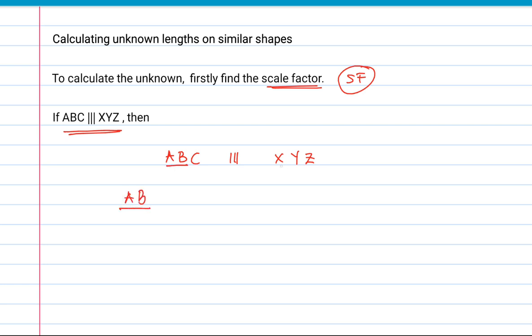So the first 2 will be over the second 2, which is XY, will be equal to the second 2, which is BC, all over the second 2 here, which is YZ, is also equal to the first and last here, which is AC, and also the first and last here, which is XZ. So AB over XY will be equal to BC over YZ, will also be equal to AC over XZ.